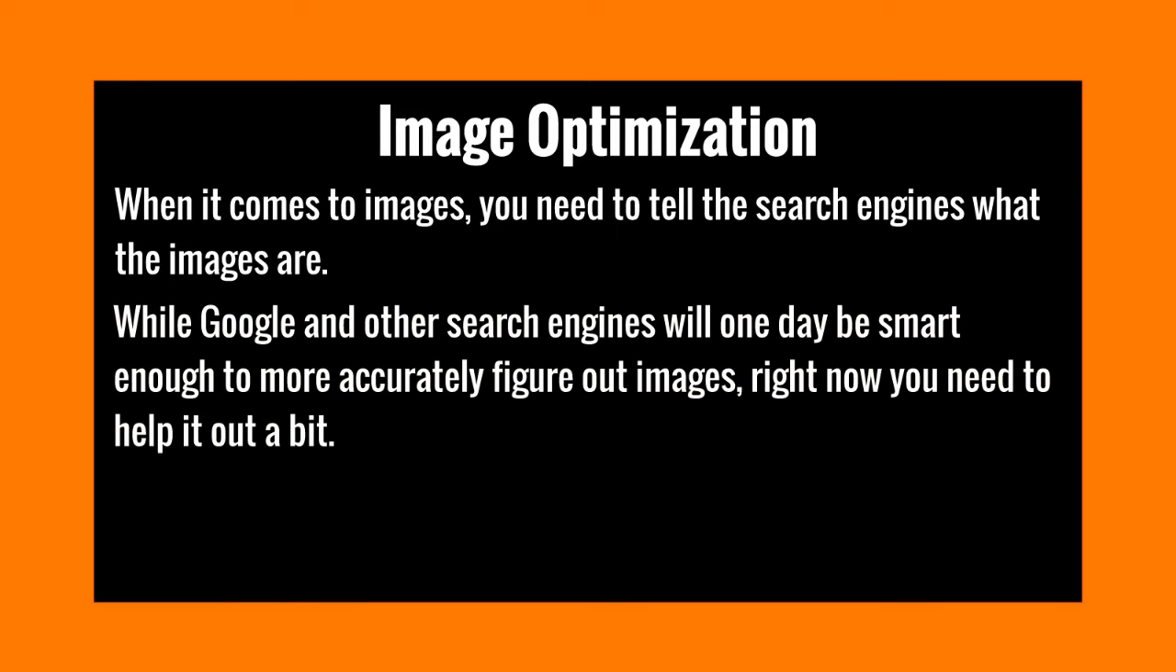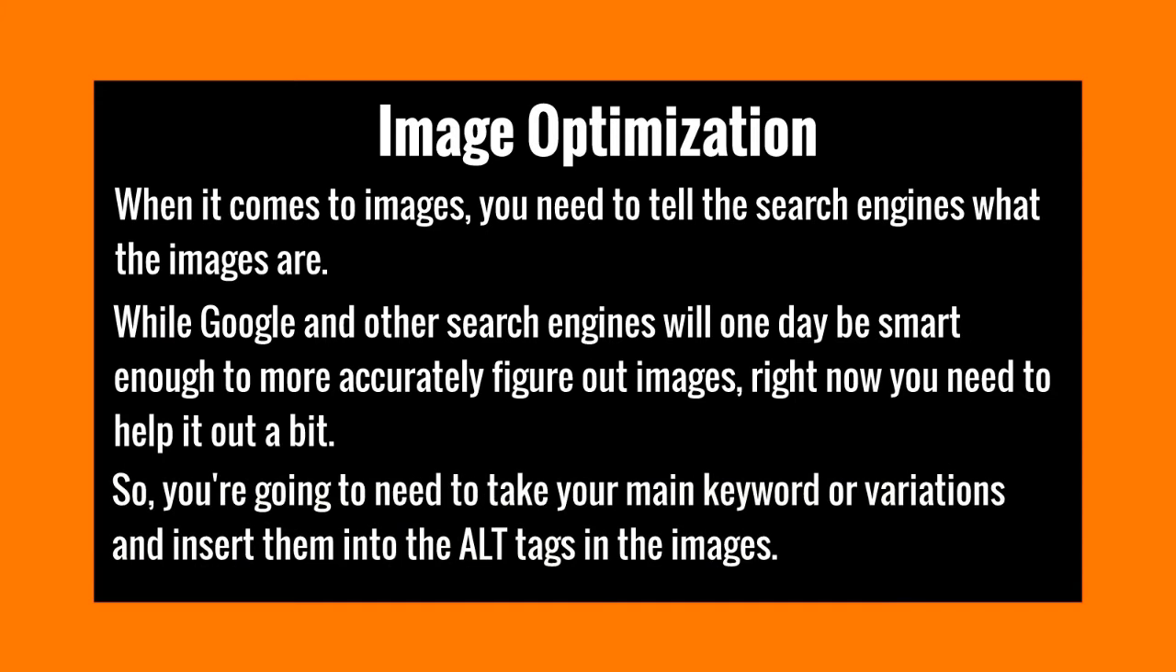Now, while Google and other search engines will one day be smart enough to figure out what images are, right now you need to help them out just a little bit, give them a kickstart. So you're going to need to take your main keyword or variations of the main keyword, or even specific keywords based on the main keyword, and insert them into the alt tags in your images. If you don't know what those are right now, don't worry about it. We're going to show you in just a minute.